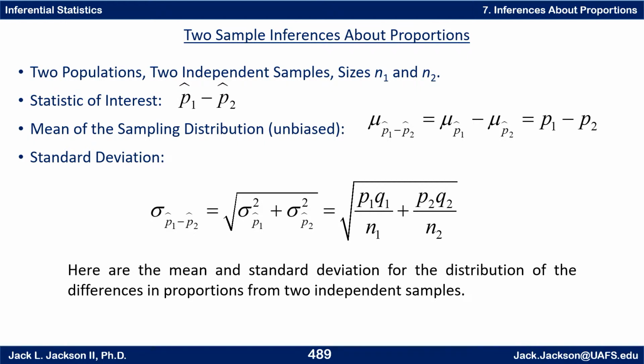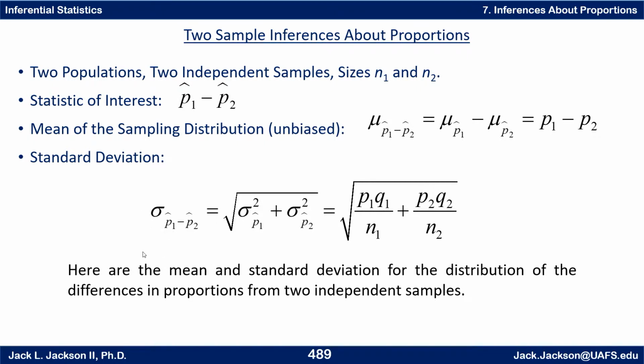So the mean of the sampling distribution is the mean of p1 hat minus p2 hat, which, we know that the mean of a difference is the difference in the means, so that's the mean of p1 hat minus the mean of p2 hat. And we know that the mean of p1 hat is the population proportion, p1, and the mean of the distribution of sample proportions for p2 is the population proportion, p2. So this says that the mean is unbiased.